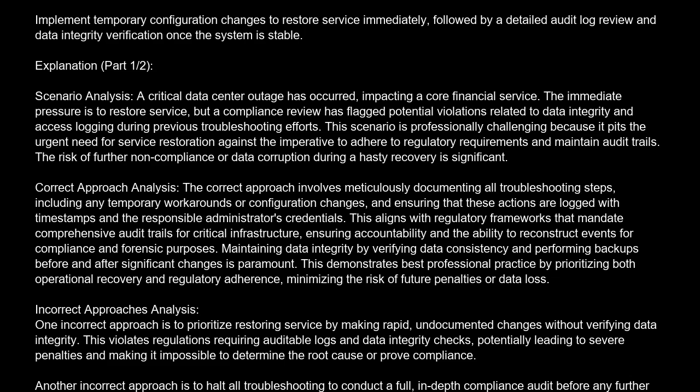The correct answer is C. Implement temporary configuration changes to restore service immediately, followed by a detailed audit log review and data integrity verification once the system is stable. Explanation.